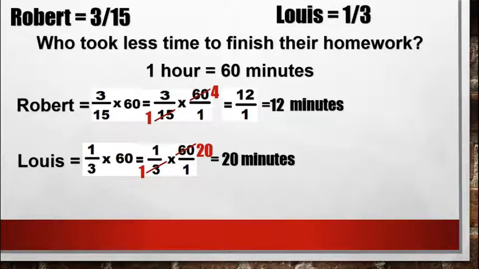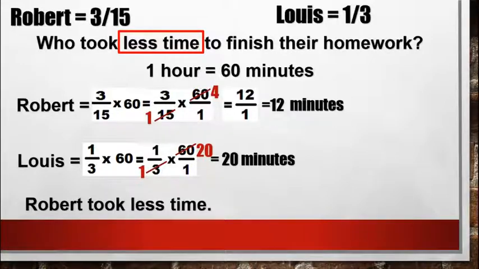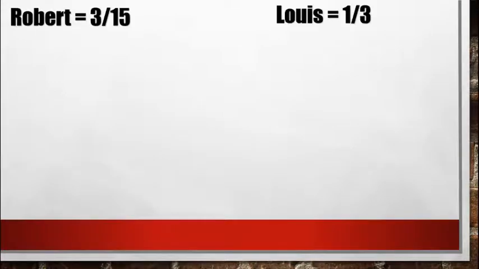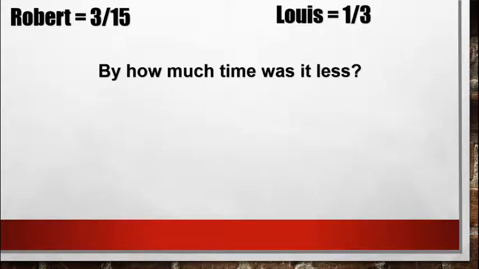So, let's go back with the question. Who took less time? When you say less, it has a smaller time consumed for making his homework done. So that would be Robert. Robert took less time to finish his homework. That is the first question. Let's go with the second. By how much time was it less?